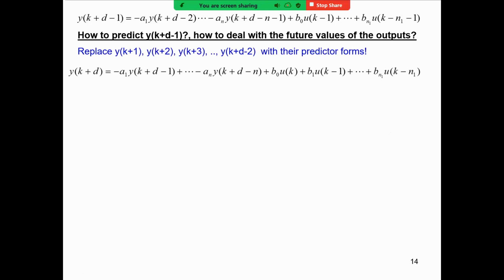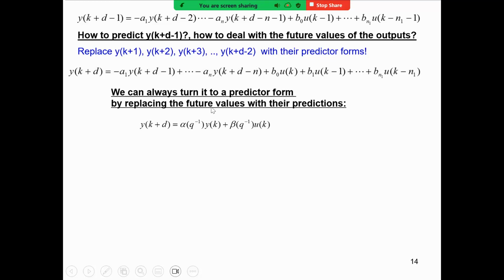You can do it repeatedly. Eventually, we deal with y(k+d), which depends upon the sum of the future values. We can always turn it into a predictor form. Whenever we have those future values, we replace them with the predictions. So eventually, we will have an equation such that on one side you have y(k+d), but on the right-hand side, all the signals are the present and the past signals. That is the way you can build a predictor.